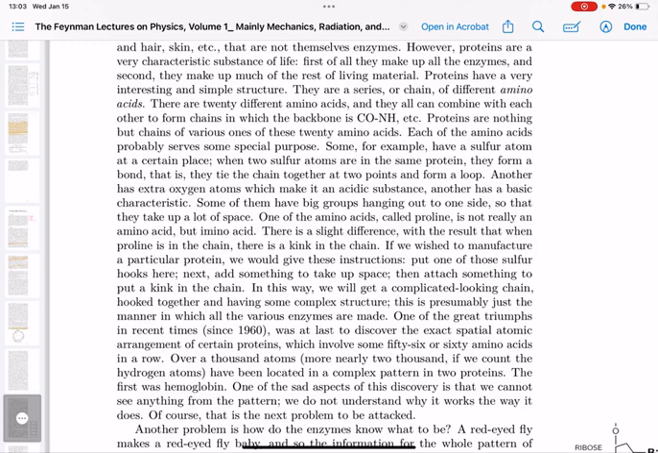Proteins are nothing but chains of various ones of these 20 amino acids. Amino acids, not amino. Okay, that's the stress on the M.